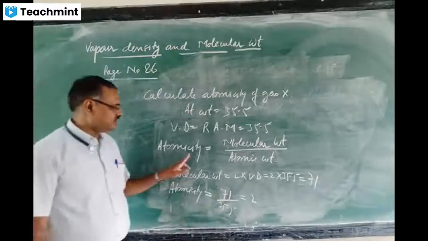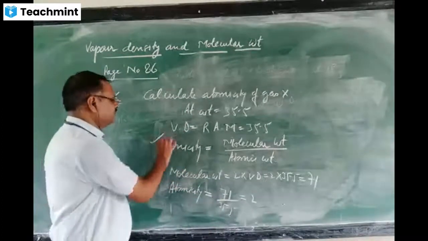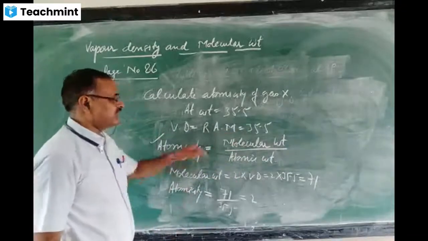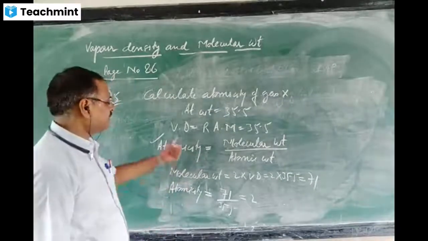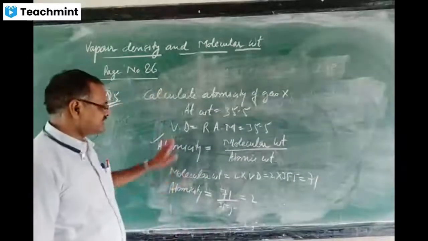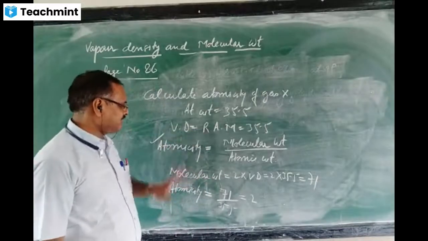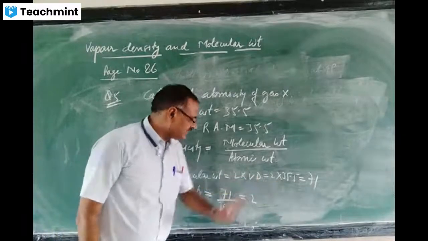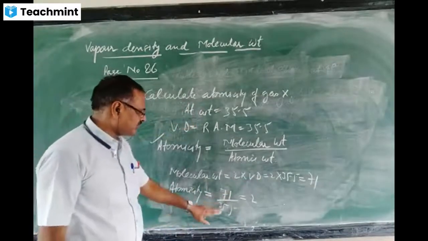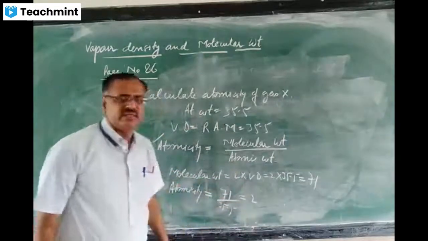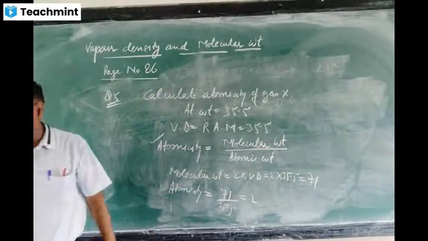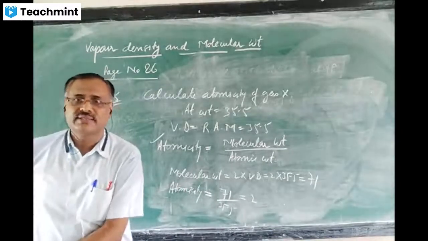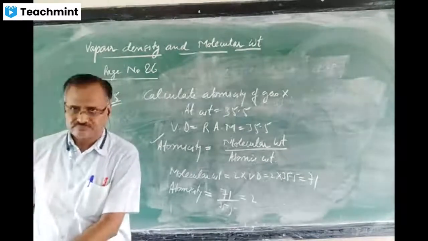Very simple. Atomicity is equal to molecular weight upon atomic weight. Here atomic weight is given, but the molecular weight is not given; in its place, vapor density is given. So molecular weight is equal to 2 into vapor density, and by this way we calculated the molecular weight as 71. Then atomicity is molecular weight upon atomic weight, so you get 2. In your book, where it is written atomic number 35.5, you can correct it and write atomic weight.